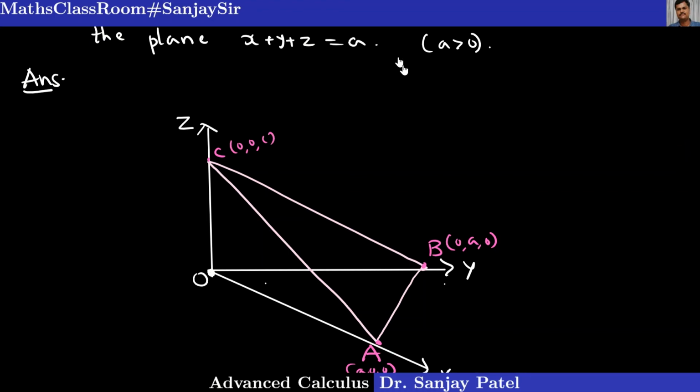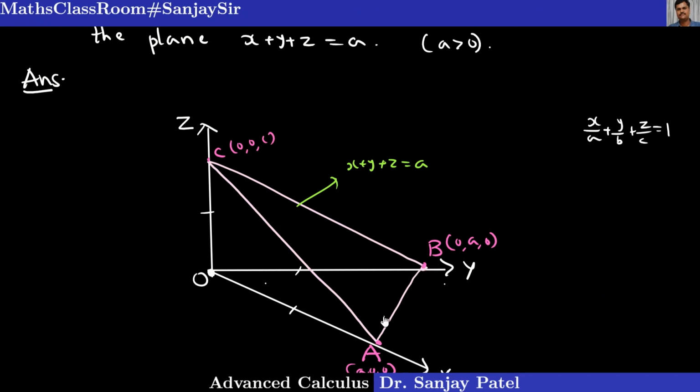So the equation of this plane is x plus y plus z is equal to a. Just recall, you have done in your higher secondary course, the equation of a plane making intercepts a, b, c is x upon a plus y upon b plus z upon c is equal to 1. That means this plane is intersecting the x, y, and z axes respectively at (a, 0, 0), (0, b, 0), and (0, 0, c). Here all the three intercepts are equal.